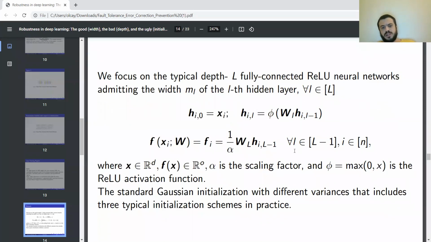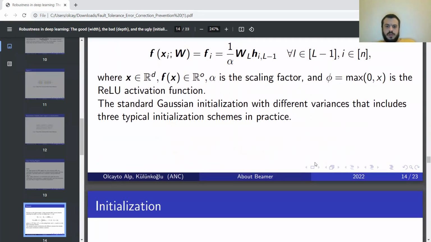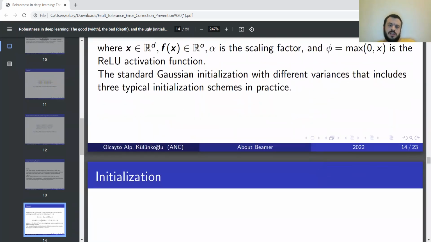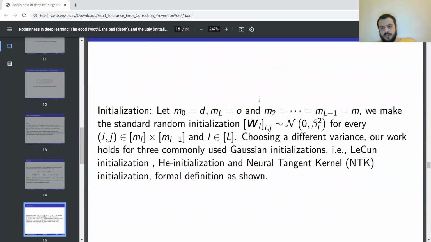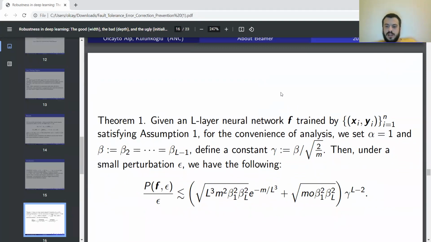Okay, so this is just notation. We take a fully connected rectified linear unit neural network with depth L, and this is the activation function, ReLU. We have the standard Gaussian initialization, and these different variances include our typical initialization schemes. Okay, so how do we find the bounds based on the initializations?